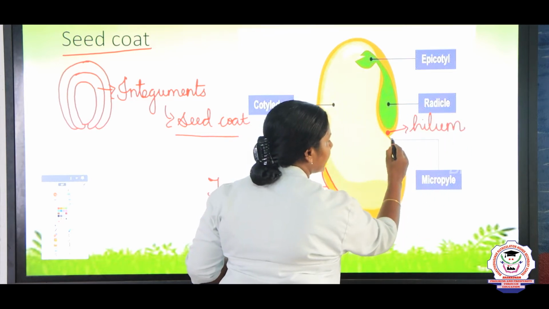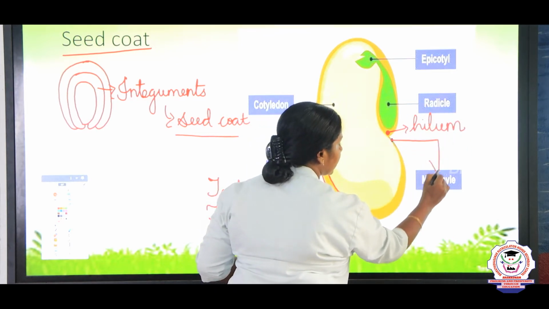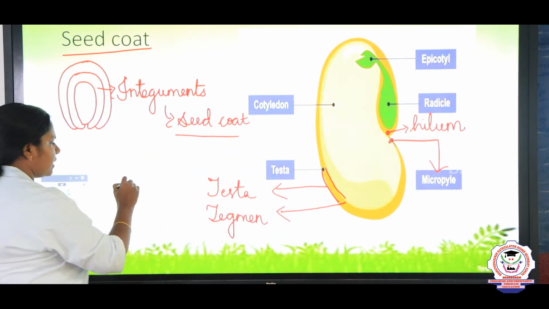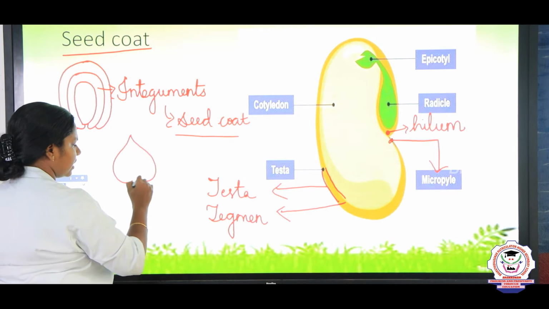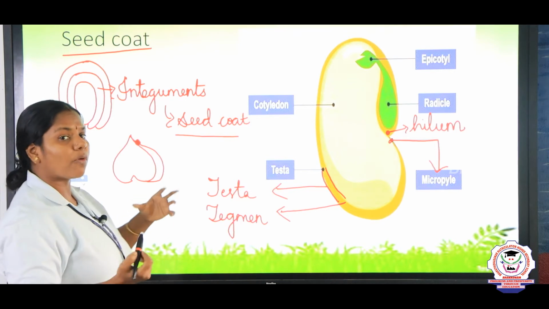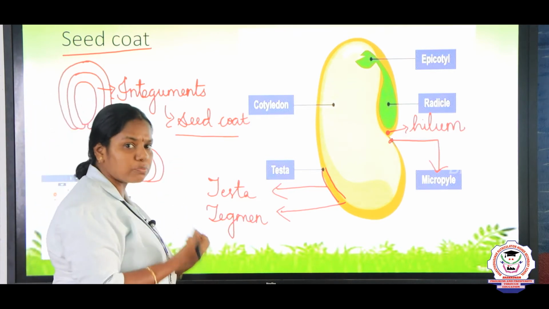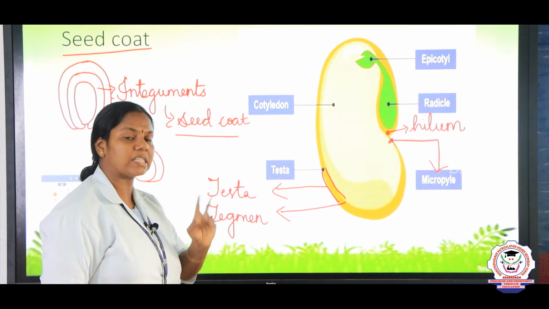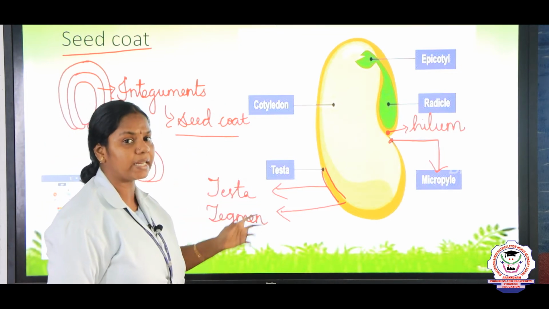And below the hilum is a micropyle, a small opening called as a micropyle. For example, if you take a chana dal, you can see the small pores here, right? That is a micropyle, through which the water enters into the seed and helps in germination. So, seed coat, what are the 2 layers? Outer testa and inner tegmen.